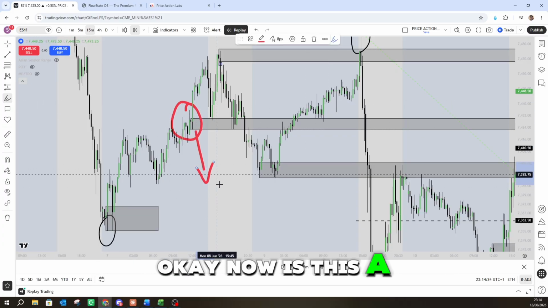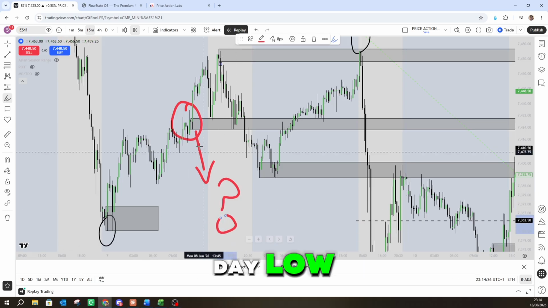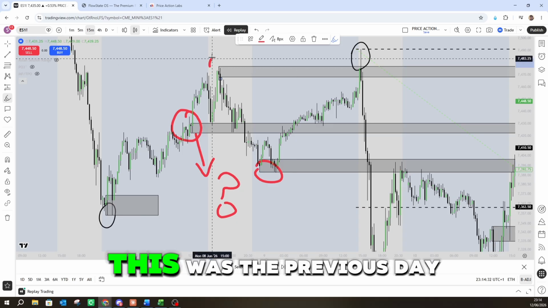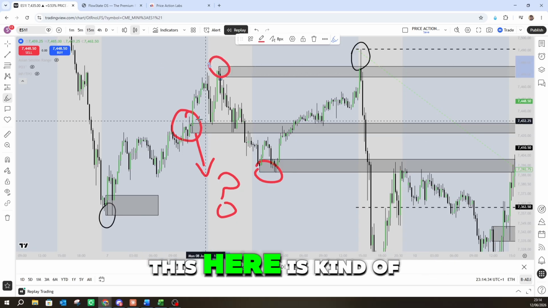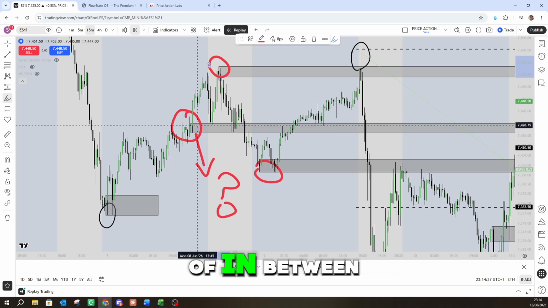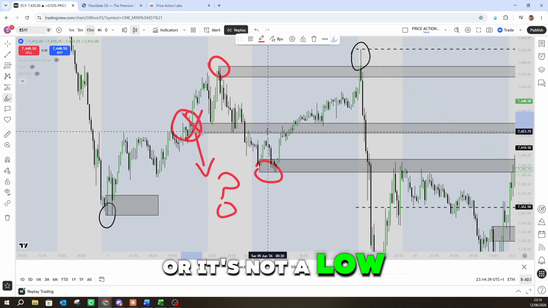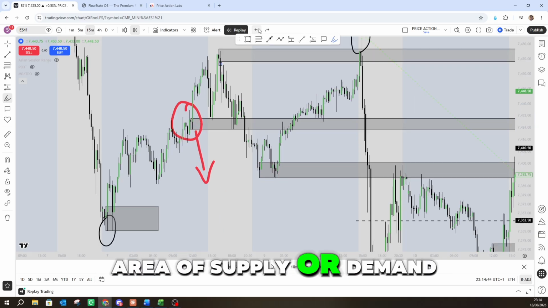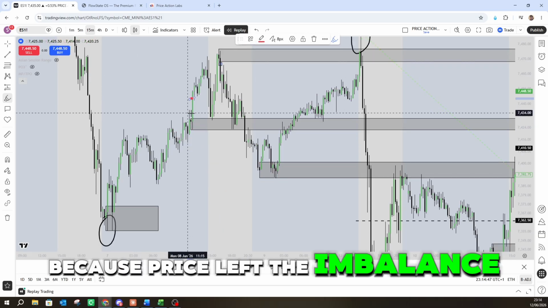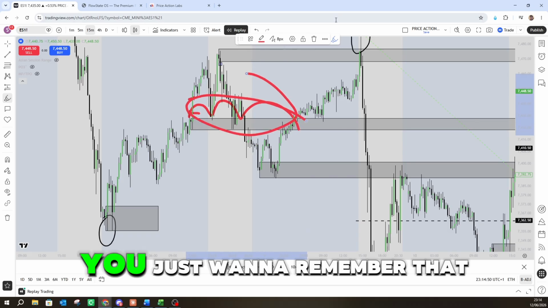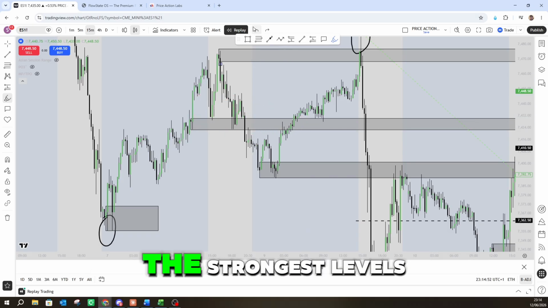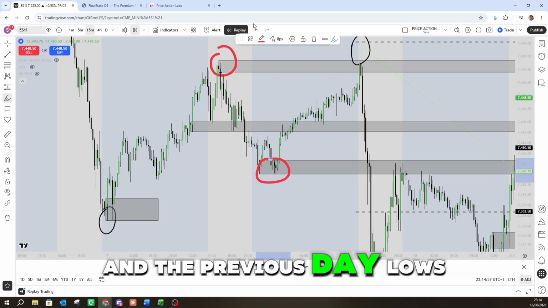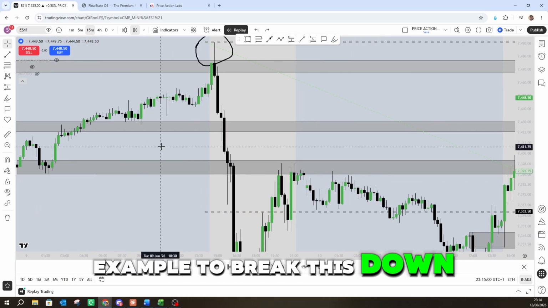Now, is this a previous day high or previous day low? No, not really. This was the previous day low. This was the previous day high. This here is kind of in between, so it's not a high or a low. That doesn't mean you can't use it as an area of supply or demand. You can still use it because price left an imbalance, and of course we had some reactions. You just want to remember that, quote unquote, the strongest or most dominant levels will be the previous day highs and the previous day lows. I'll give you one more example to break this down.